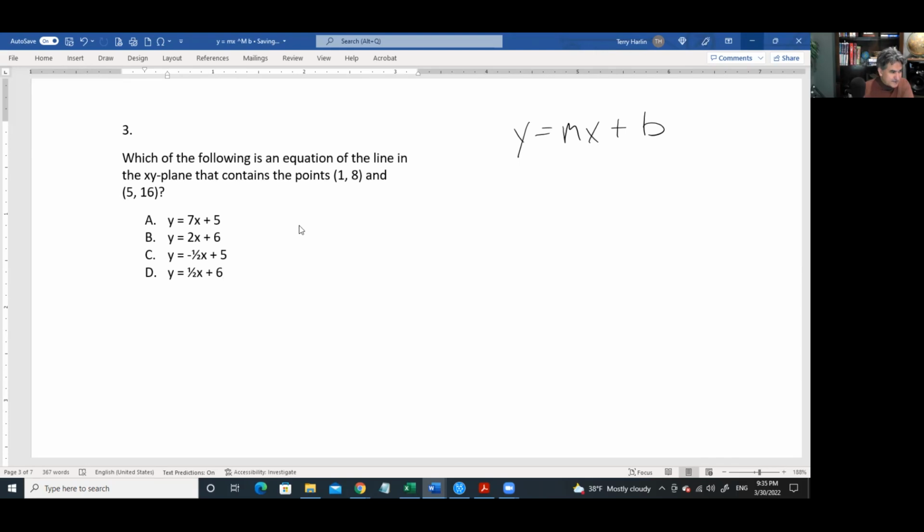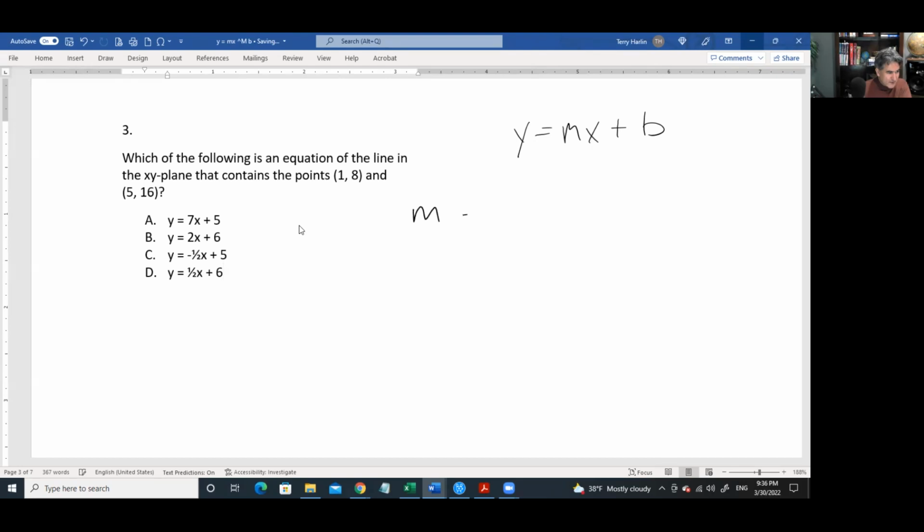In the xy plane that contains the points (1, 8) and (5, 16). Now, what do we notice about the differences in these answer choices? They all have a different slope, but they have like y-intercepts here. So rather than look for the y-intercept, I'm going to look for my slope. And because I'm given 2 points, that's going to be easier to find anyway. So all I need to do is find the slope, and I've answered the question.